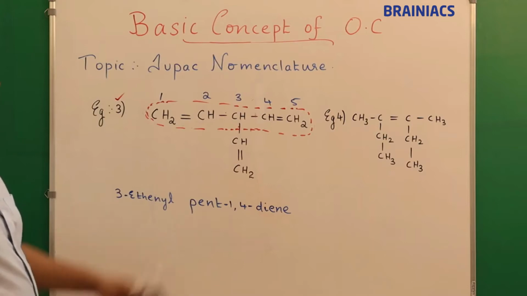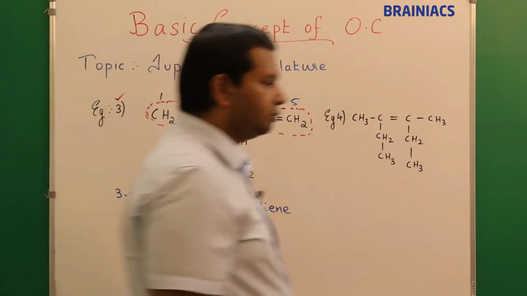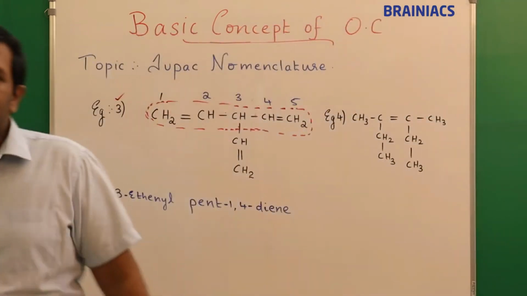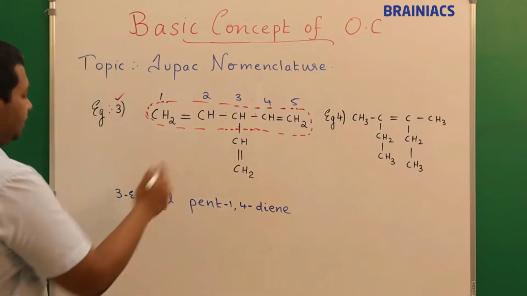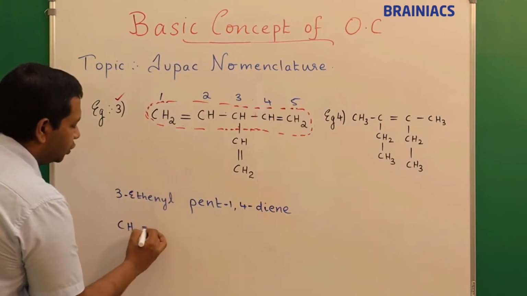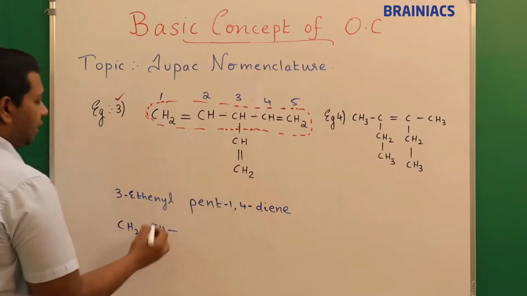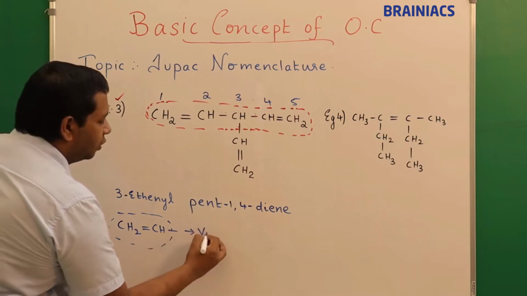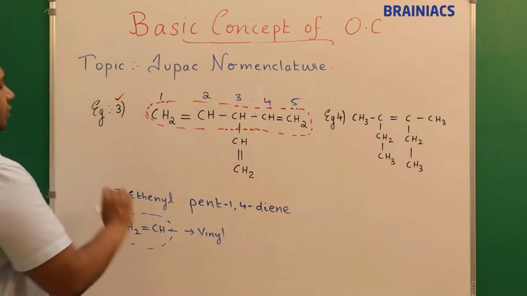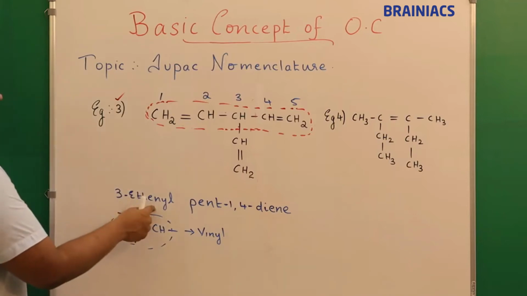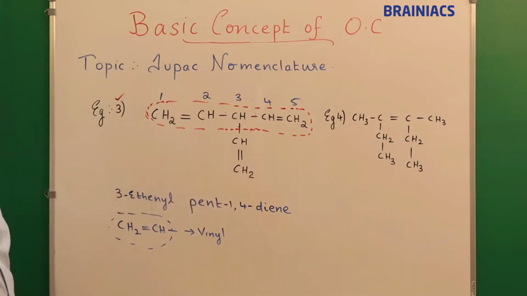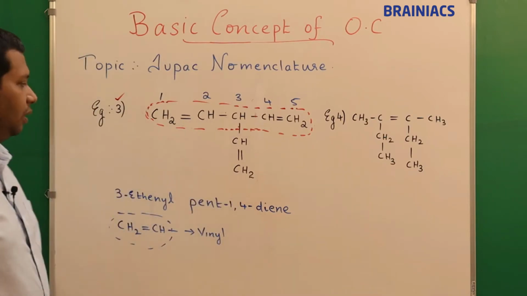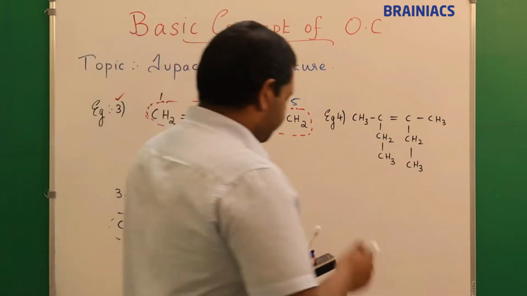Okay. So next we will try to see the other example. And here you need to remember one more thing. You will see that in the chapter haloalkanes, this group, CH2 double bond CH, has a common name also. So sometimes they may give that also. That is called vinyl group. This group is called vinyl. So some question paper will say 3-vinyl pent 1, 4 diene. That is also correct. But more correct is this one, 3-ethynyl pent 1, 4 diene. Okay, so we'll go to example 4.